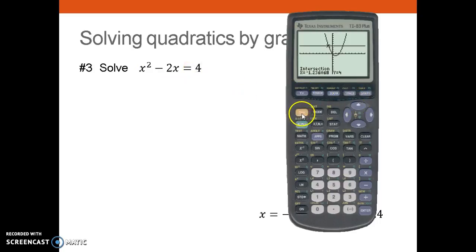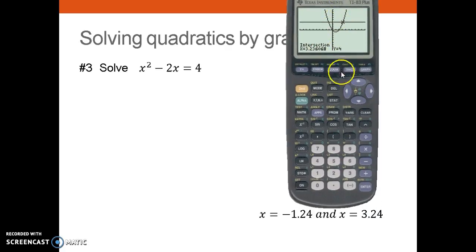And I could find the other one by going back to second trace, going down to my menu, which is intersect, and clicking enter, except this time I'm going to move my cursor really close to the other intersection point. And so I'm on my first curve, now I'm on my second curve. I don't want to guess, I just want it to tell me, which is going to be 3.236068. Also gives me a y value of 4. And so if I move my cursor up here, hopefully those are the ones that I had as my answer.